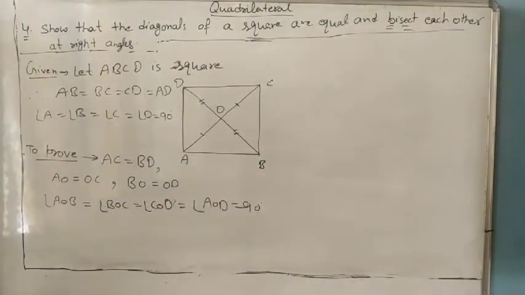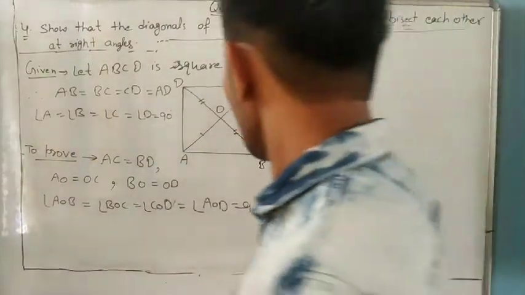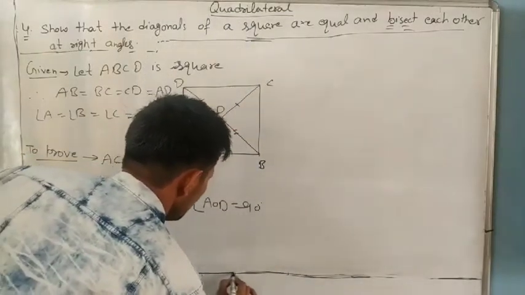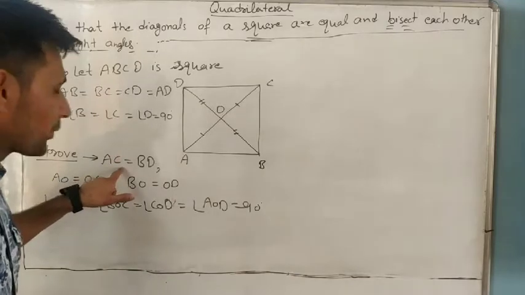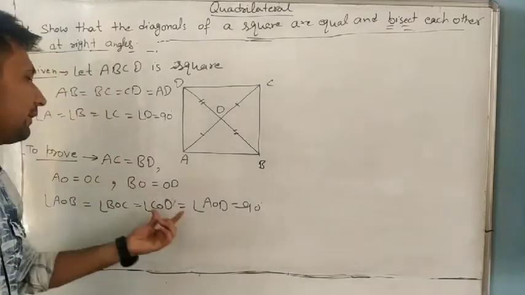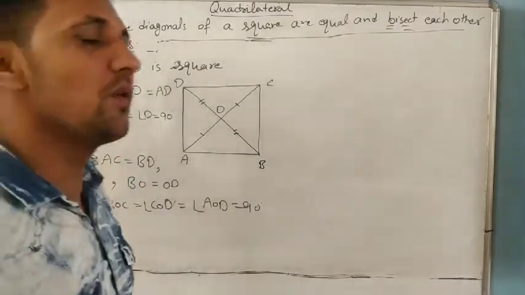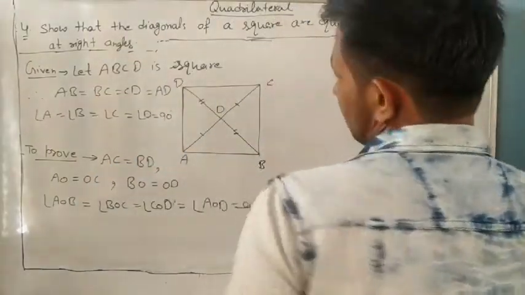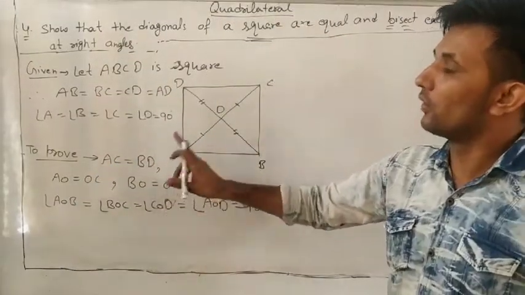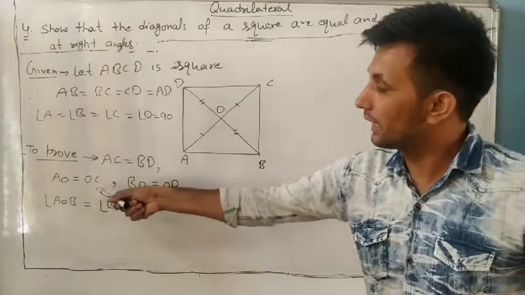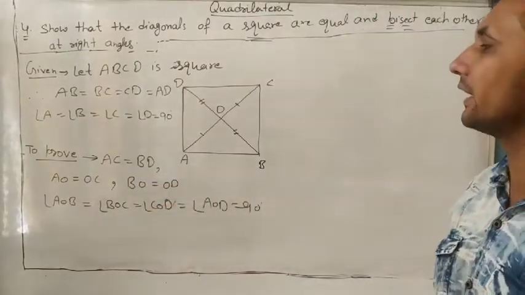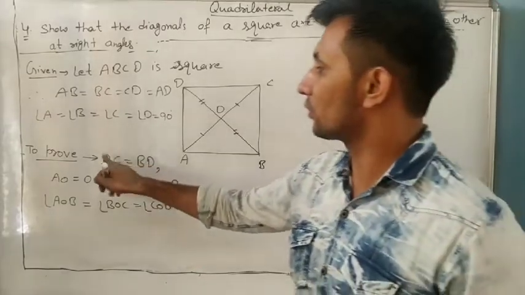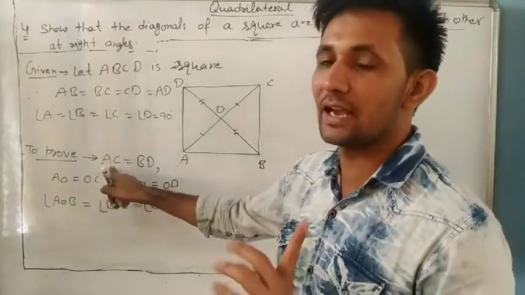Understand or not? So now we will prove that by one property. First we will prove this one, after this one, and then this one. So there are three portions given in this question. We have to prove that the diagonals are equal, they bisect each other, and the third is they bisect each other at 90 degrees. So first, suppose we want to prove that the diagonals are equal.